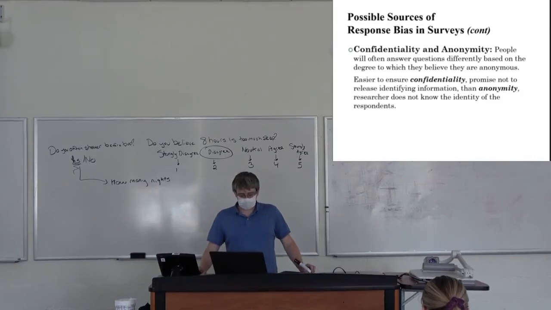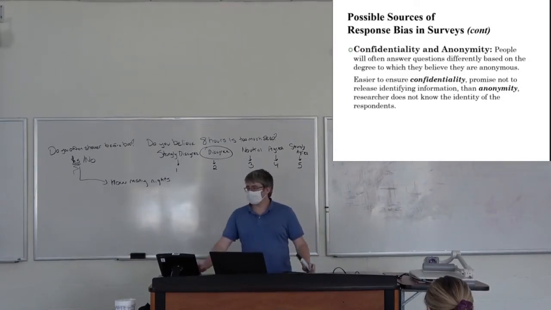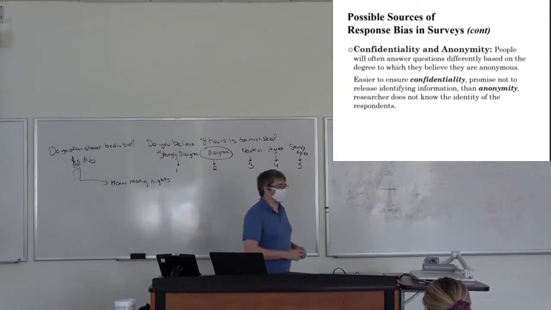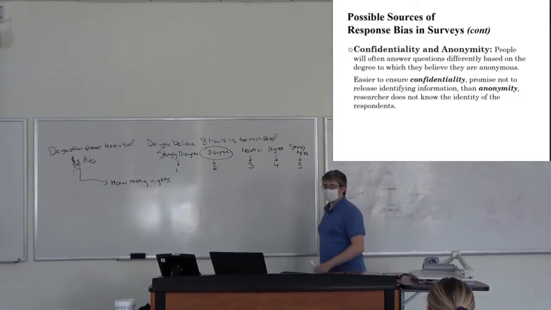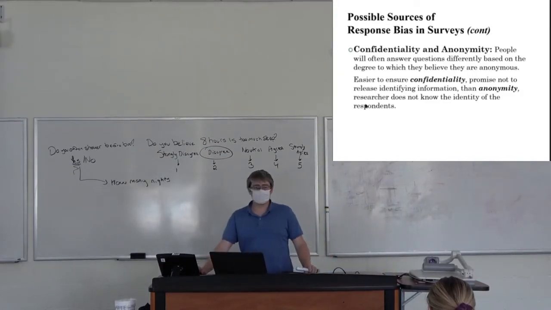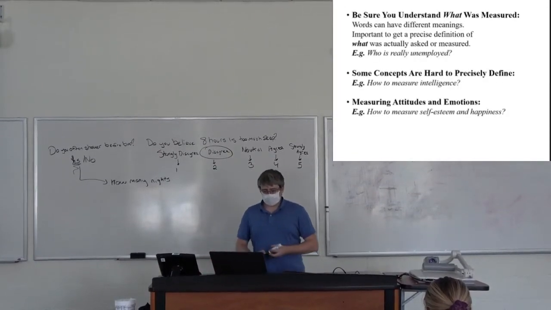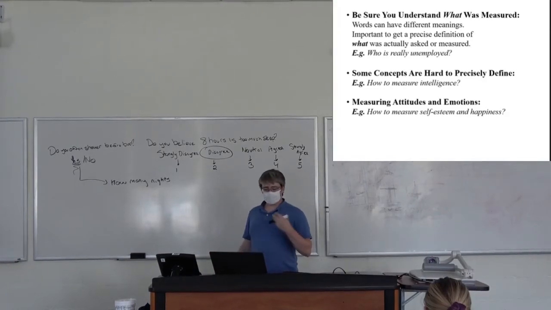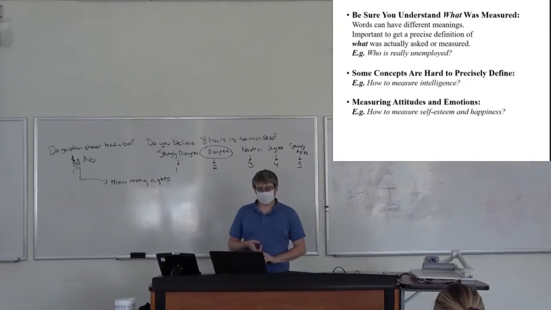So whenever you're releasing a specific type of survey, you have to be concrete on what you're talking about. I know I keep saying that, but that's why we have things like the Institutional Review Board, which helps go over a lot of surveys that people release to the public. So generally, be sure you understand what's measured. Words have different meanings. It's important to get a precise measure of what's asked or what's measured.